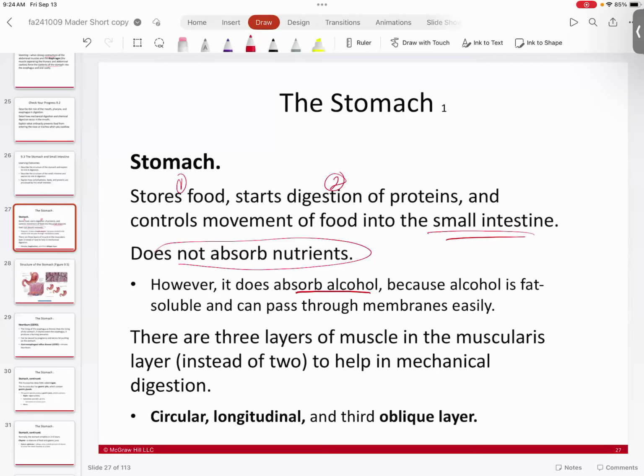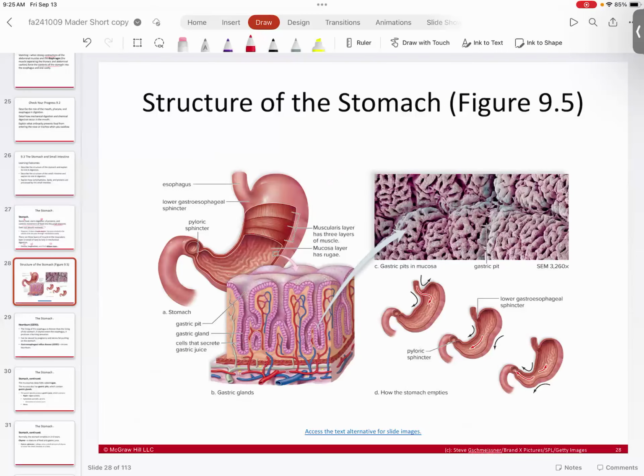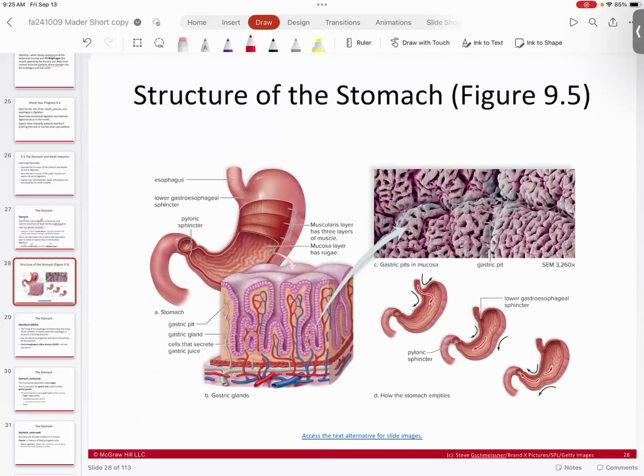And so when you take a look at the stomach, unlike the rest of the GI tract, which simply has in its muscularis layer 2 layers of muscle, circular and longitudinal, the stomach has 3 instead of 2. So it has circular and longitudinal, right? We know about those, but then it also has a 3rd layer, the oblique layer. So it has an extra layer of musculature, which makes the stomach a very muscular organ. And so this is kind of what it looks like.